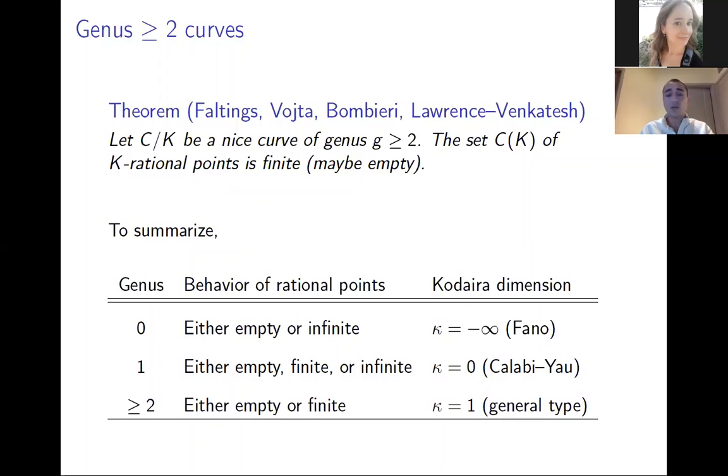And so one of the principles, or one of the main conjectures, in arithmetic geometry is that varieties of general type should have a sparse set of rational points. More precisely, the rational points should not be Zariski dense. This is what Lang has conjectured. And so in the dimension 1 case, this is what the above theorem of Faltings, Vojta, Bombieri, and Lawrence and Venkatesh is proving.